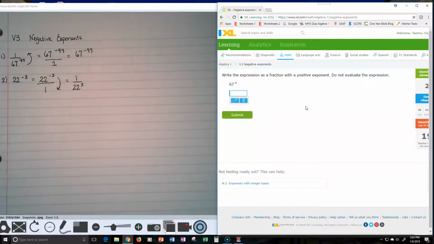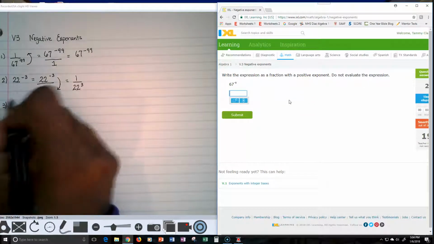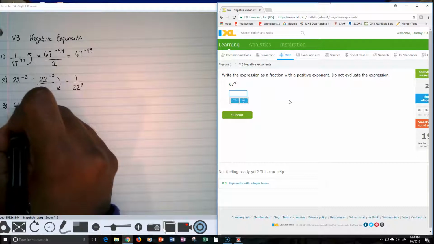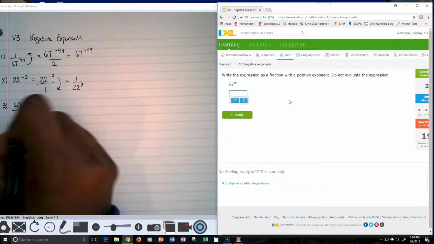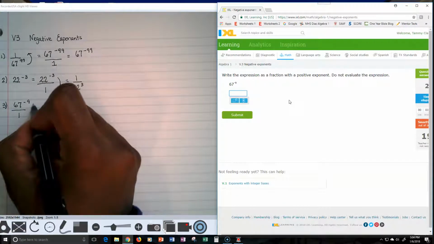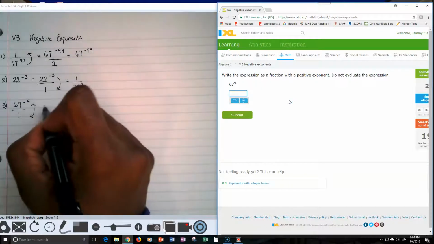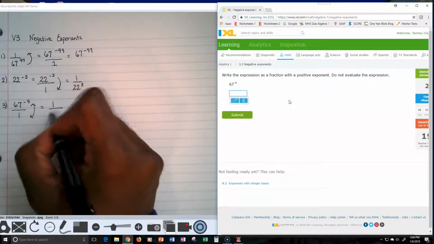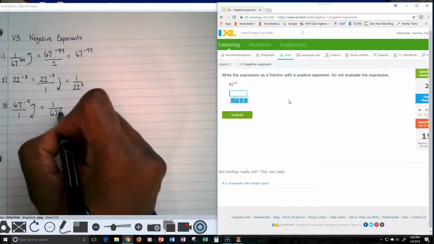Write the expression as a fraction with a positive exponent. Do not evaluate the expression. So we've got number 3, 67 to the negative 9th. You can place it over 1. You're going to flip it over. So you end up with 1 over 67 to the 9th power.